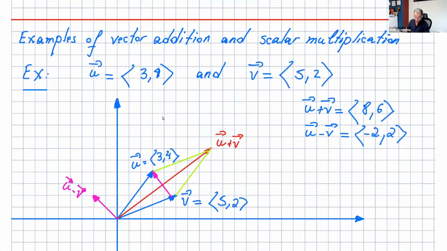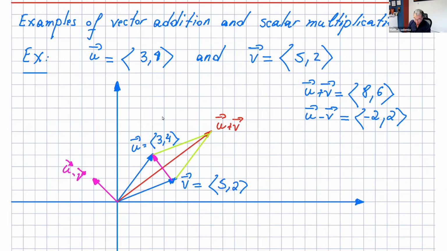Now, I also wanted to do some vector addition and scalar multiplication examples with the components. Let's say we have a vector U with components 3 and 4, and vector V with components 5 and 2. If I do U plus V, let's see what we get. U plus V is going to give me 8 and 6.